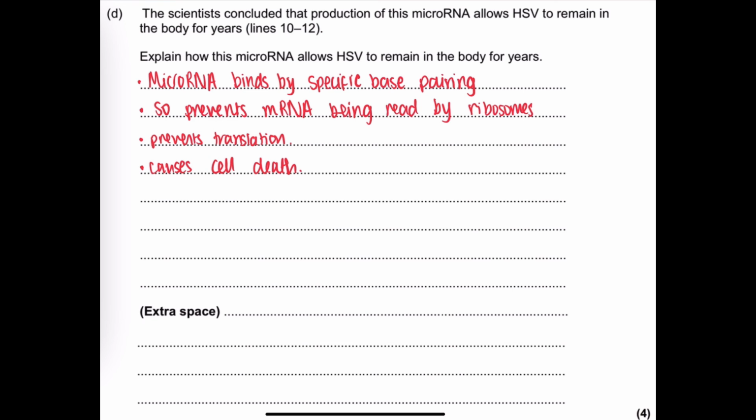This is because microRNA binds to the cell's mRNA, which they said in the passage. This hints towards what they want, which is that it binds by specific base pairing. Always put as much detail as possible on how things actually happen and do it in chronological order. So it binds by specific base pairing. It also prevents the mRNA from being read by ribosomes because it's already paired to that. That means translation is not able to occur. Because it prevents translation, it causes cell death.